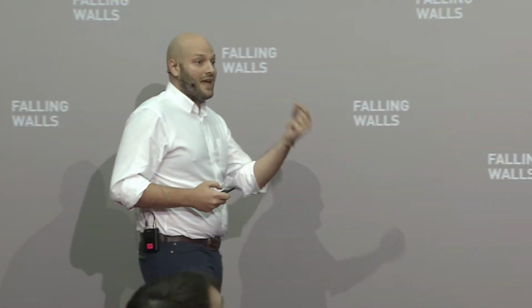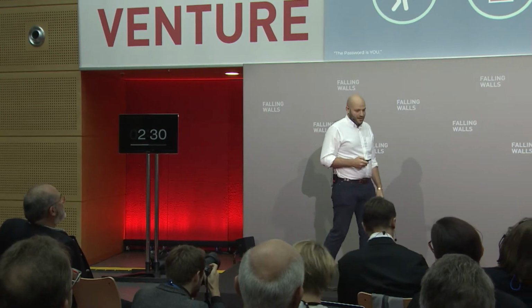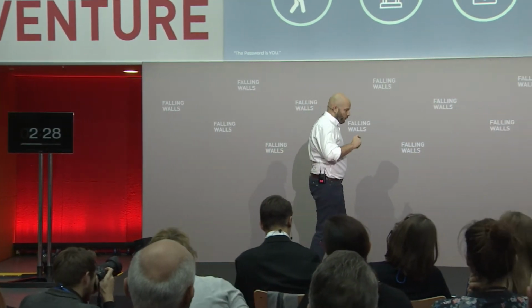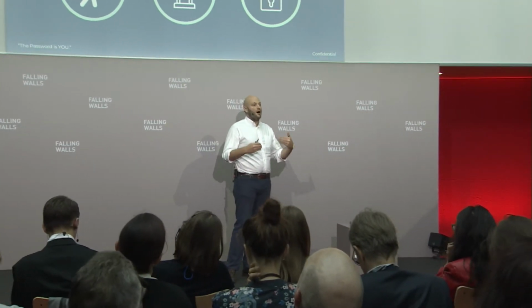And the reason we want to recognize somebody based on behavior is because if we can authenticate you by what you're doing anyway, then we have a form of authentication which is actionless. There's absolutely nothing you have to do to authenticate. It's continuous, so it's always on, even if you're not actively interacting with the system. And these 2 aspects make it more secure than any other form of authentication, and we'll see why in a second.